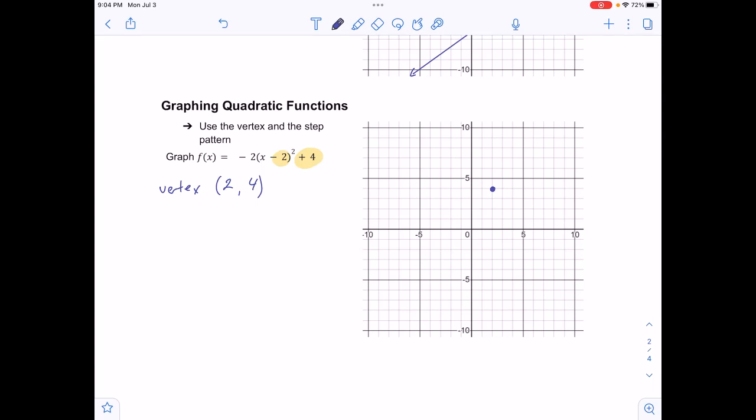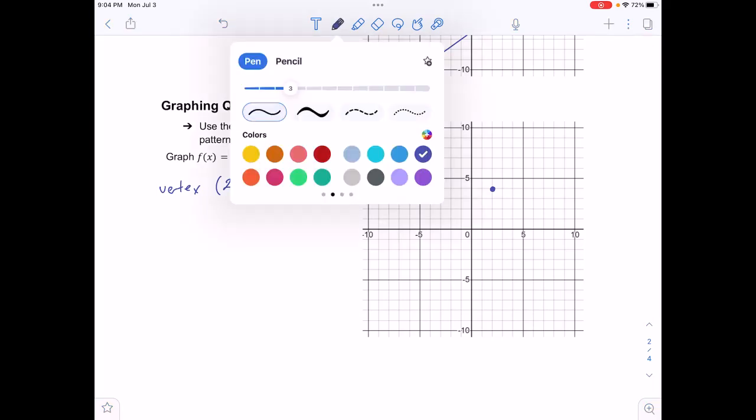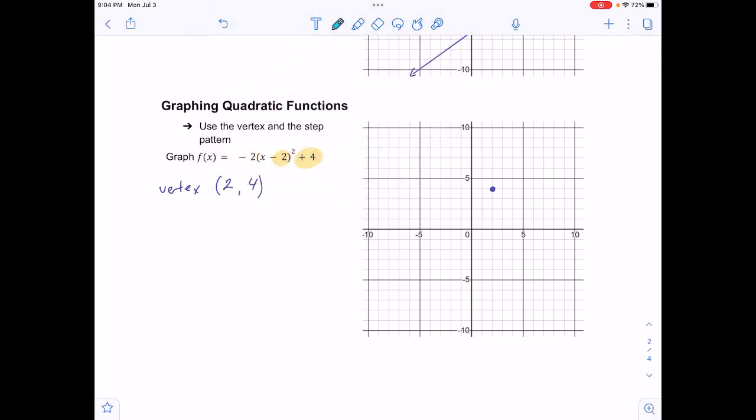And then next we have the step pattern that we are going to use. If you are not familiar with the step pattern, just give that a quick Google, go through YouTube. It's a great hack to sketching your vertex forms of your quadratic functions. I mean, you don't really need it for this course, but interesting to know. Basically, what our step pattern tells us is usually in order to draw the next points, we go down by 1, and then we go down by 3, and then we go down by 5.